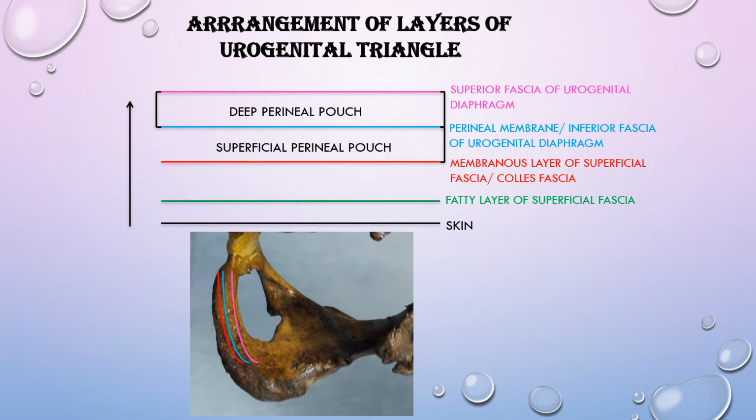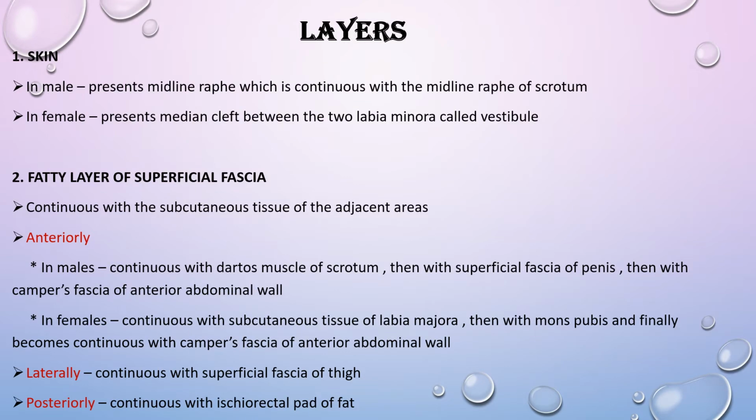The muscle in the form of a sheet in the deep perineal pouch separates the anterior part of the pelvic cavity from the urogenital triangle. So, the muscle sheet in the deep perineal pouch, along with the fascia covering above, that is the superior fascia of the urogenital diaphragm, along with the fascia below, that is the perineal membrane, are collectively called the urogenital diaphragm. Now we are going to see the layers of the urogenital triangle one by one.